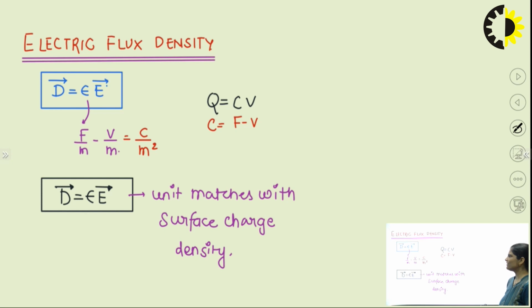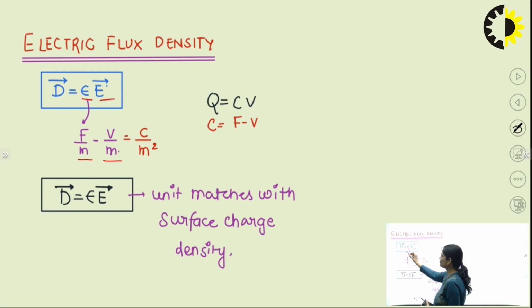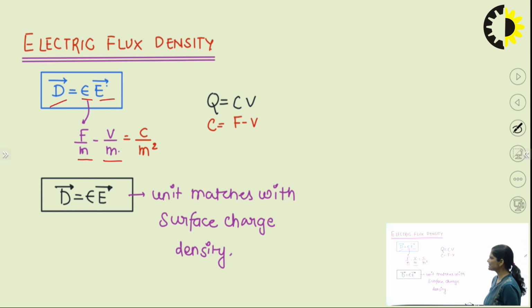Now electric flux density, we have already done: D is equal to epsilon times electric field intensity. The units for epsilon are farad per meter, and for electric field intensity, volt per meter. Now you have to find the units for D, electric flux density, which is coulomb per meter square. As you all know, Q is equal to CV, so the unit for C is farad and the unit of V is volt.